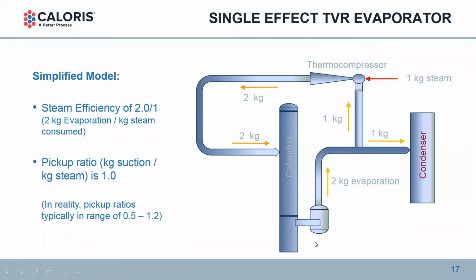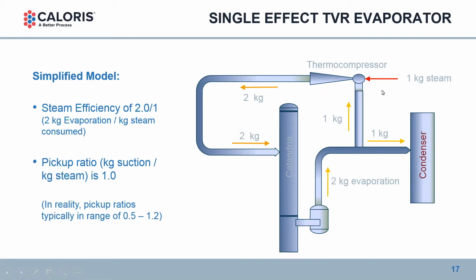So now we'll get into the TVR evaporators. I've got a simplified model here, again, of a one effect TVR evaporator where I can evaporate 2 kilograms of water with 1 kilogram of steam supply. So I've got 2 kilograms of heating vapor coming into the shell of my calandria, evaporating 2 kilograms of water. And then 1 kilogram of that evaporated vapor gets sucked into the TVR as the suction vapor.